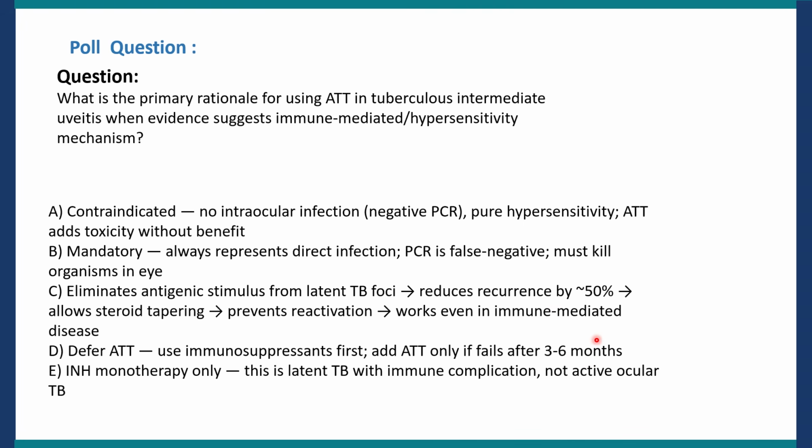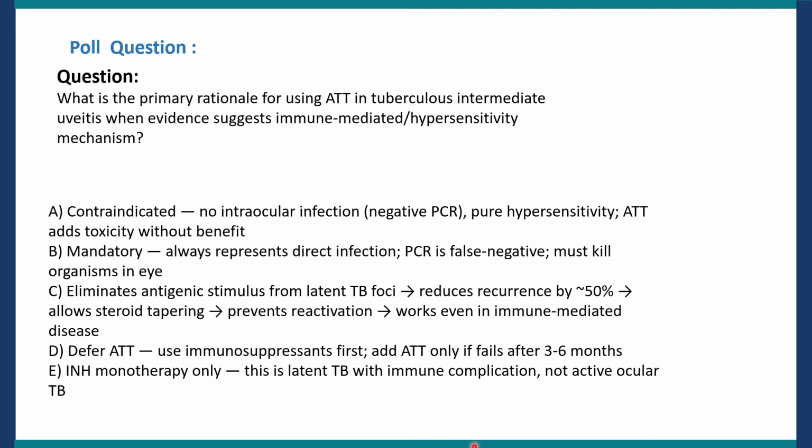Even with a negative PCR, this may be a false negative. Or is it important to use the combination of steroids and anti-tubercular drugs to eliminate the antigenic stimulus from latent tubercle foci, so that we reduce the recurrence by 50% and allow the steroids to be tapered? Or do we have to defer anti-tubercular treatment, that is, use the immunosuppressant first, the steroids or whatever, then add anti-tubercular treatment later on, 3 to 6 months later? Or is it the use of INH, isoniazid monotherapy, only in latent tuberculosis with immune complications?